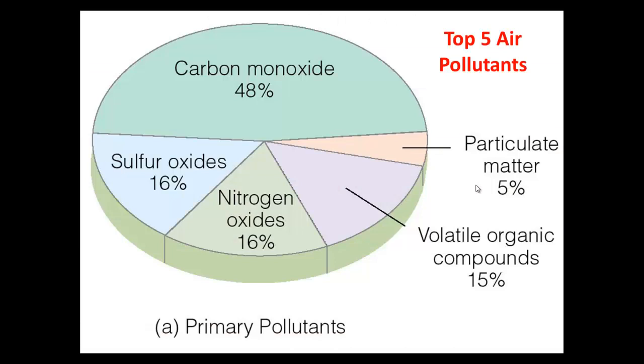So your top 5 air pollutants, in terms of quantity, and these are for your primary pollutants, is carbon monoxide at about 48%, sulfur oxides about 16%, nitrogen oxides 16%, volatile organic compounds, which are basically hydrocarbons, 15%, and particulate matter, which is suspended solids and liquids in the air, about 5%.